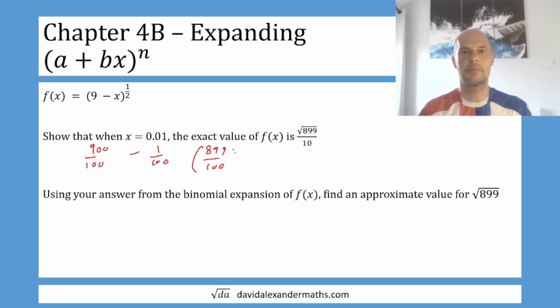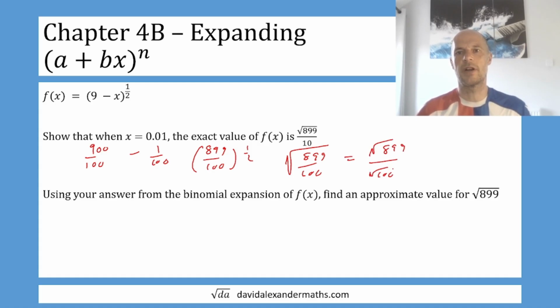So all of that to the power of 1/2, well, that is the square root of 899 over 100, and that can be written as the root of 899 over the square root of 100. So therefore, root 899 over 10, and we're sorted.